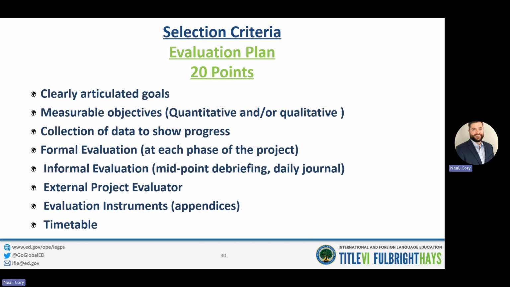Evaluation instruments that will be used to collect data during all project phases should also be included, and you can add these to your appendices. And a timetable should be included to highlight when key components of the evaluation plan will occur. That also can be added to your appendices.